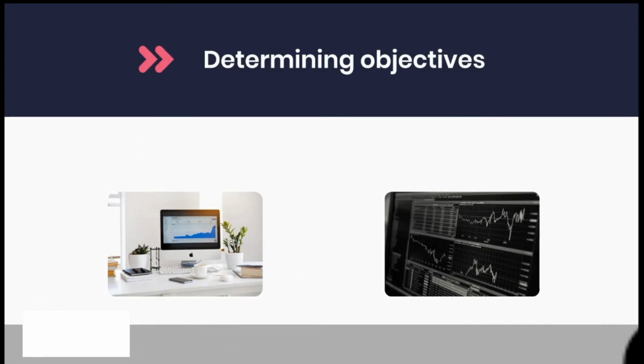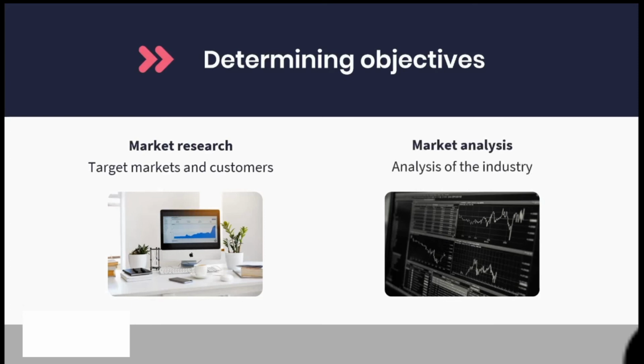There are several resources to help you set specific and realistic objectives. Two big ones are market research and market analysis. Now, there's a difference between the two. Market research entails research of target markets, so people that you think will want to purchase that product or service, and existing customers. Whereas market analysis is analysis of the actual industry that the business falls within. So this would include competitors, technology being used, pricing, etc.